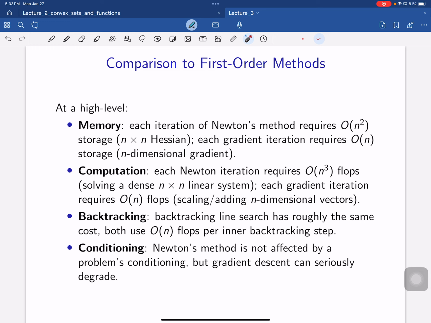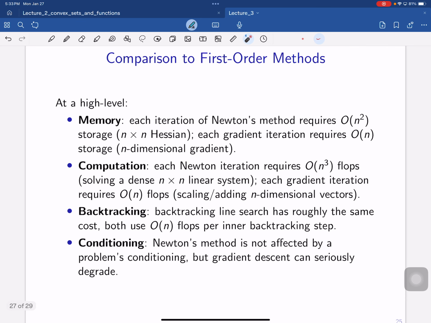Now, the other thing we care about is computation. Memory has to do with your RAM. Computation has to do with your CPU. So each Newton iteration requires n cubed flops, because you need to solve an n by n linear system. And each gradient iteration only requires O(n) steps.